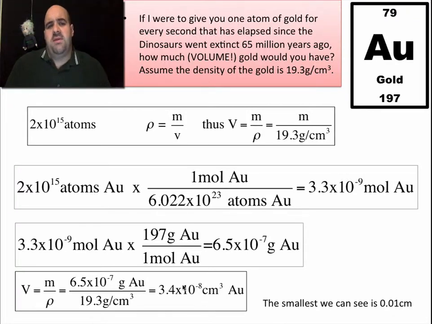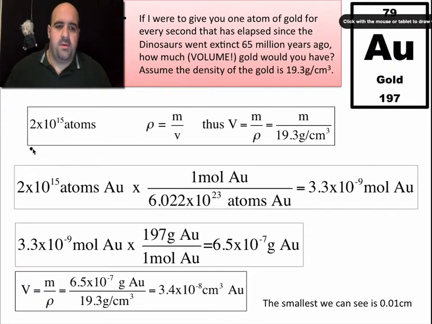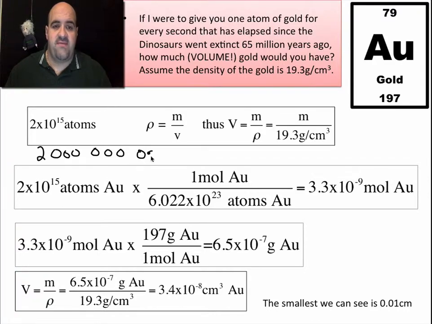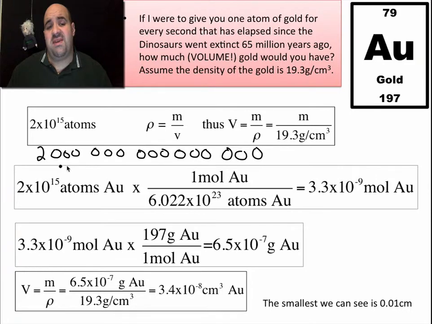So essentially, if I gave you 1, 2, 3, 4, 5, 6, 7, 8, 9, 10, 11, 12, 13, 14, 15. If I gave you this many atoms of gold, it would amount to absolutely nothing. And that just shows you how small the atom is, how many atoms there actually are in things. Thousands, it's a million, billion, trillion. So I give you 2 quadrillion atoms of gold. You don't even have anything you can see or measure.